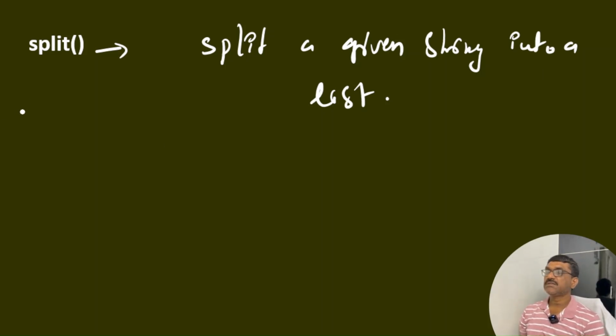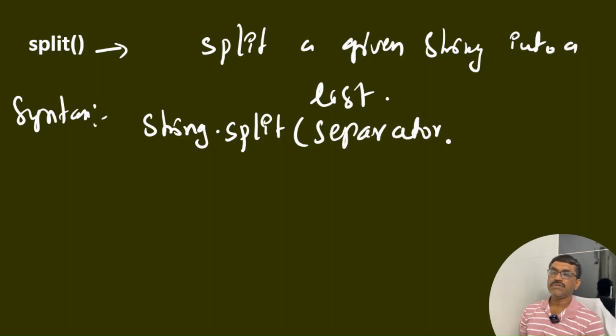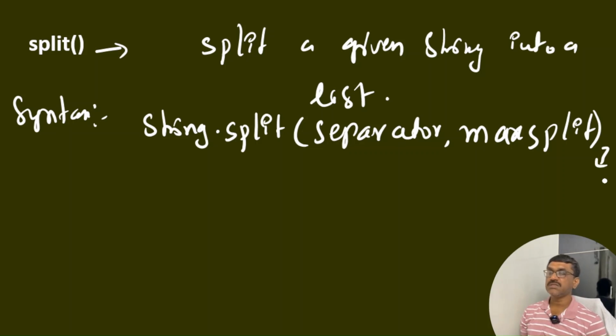Now, what is the syntax? Coming to the syntax, first you have to take a string. After that, mention dot, and you apply the method called split. In brackets, you have to mention the separator. After the separator, you have to mention the maximum count or maxsplit, the maximum count for the split, meaning how many splits you are going to have. After that, you have to press enter.